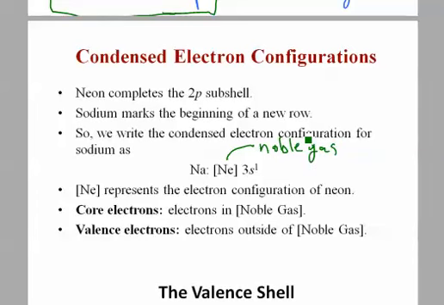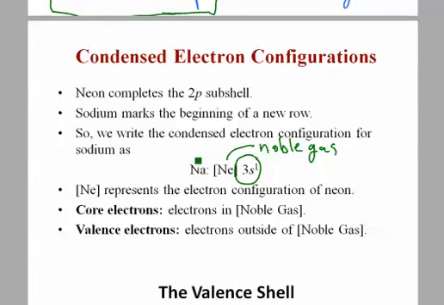These are our core electrons. And then we put those in a square bracket around the symbol for that noble gas. And then outside of those, we write the ones that are interesting to us. And these are what we call the valence electrons. And so in the case of sodium, we would see that we have a single valence electron.